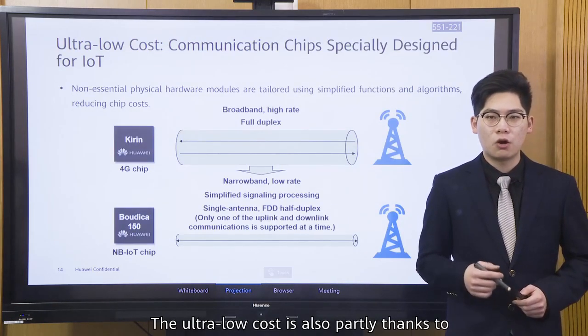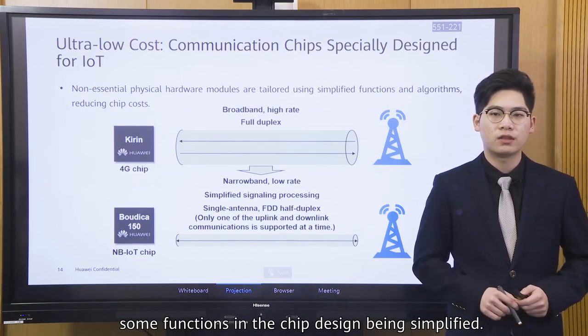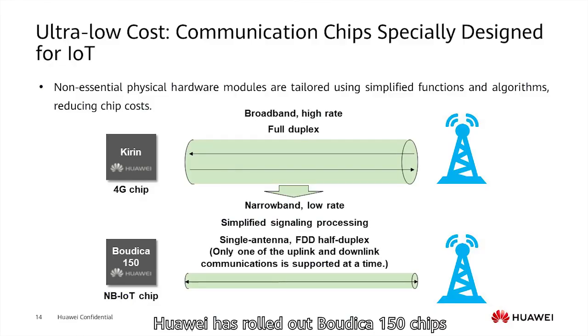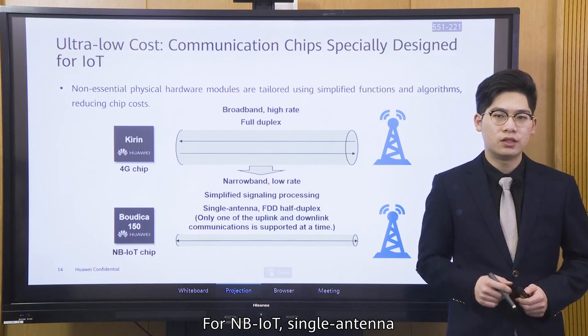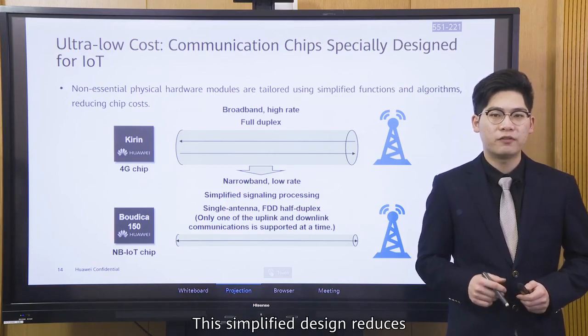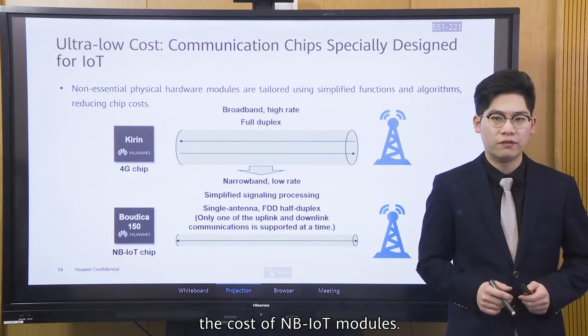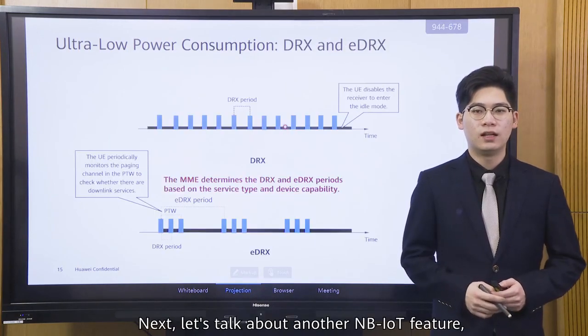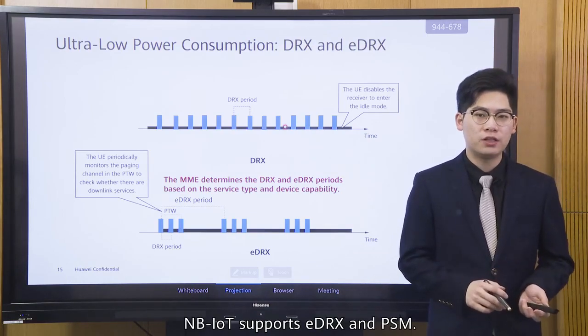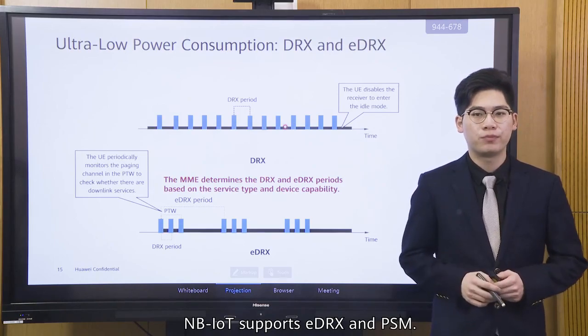The ultra-low cost is also partly thanks to some functions in the chip design being simplified. Huawei has rolled out the Boudica 150 chip dedicated for the IoT, with a single antenna, FDD half duplex, and the like. For NB-IoT, single antenna and FDD half duplex are enough. This simplified design reduces the cost of NB-IoT modules. Next, let's talk about another NB-IoT feature: ultra-low power consumption. NB-IoT supports eDRX and PSM.